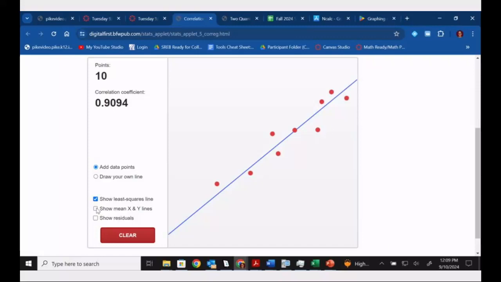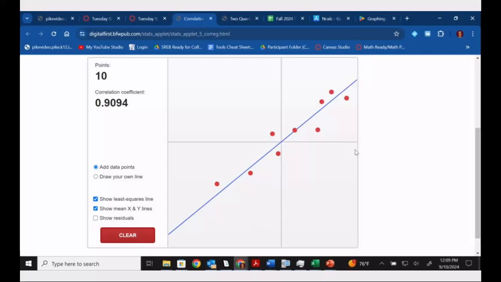I want you to go ahead and click on this box right here that says show mean X and Y lines. What is mean? The average. So this is the average of all the X's and the average of all the Y's. So here's the average on my X-axis, and then they just made a vertical line through that. And then the average of all the Y values, and they made a horizontal line through that.